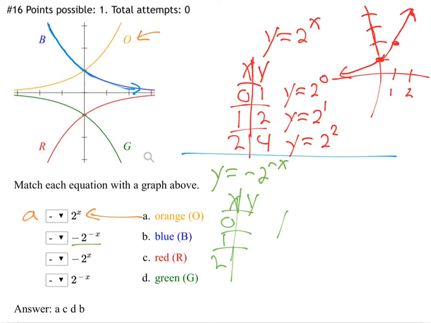If you plug in 0, you get minus 2 to the minus 0. That's minus 2 to the 0. Anything to the 0 power is 1. That's minus 1. Now plug in 1. That's minus 2 to the minus 1.